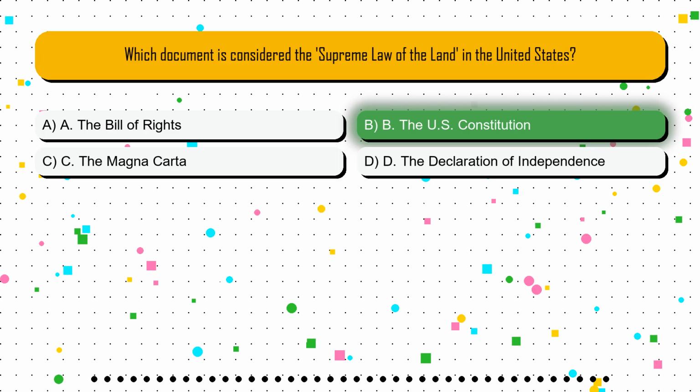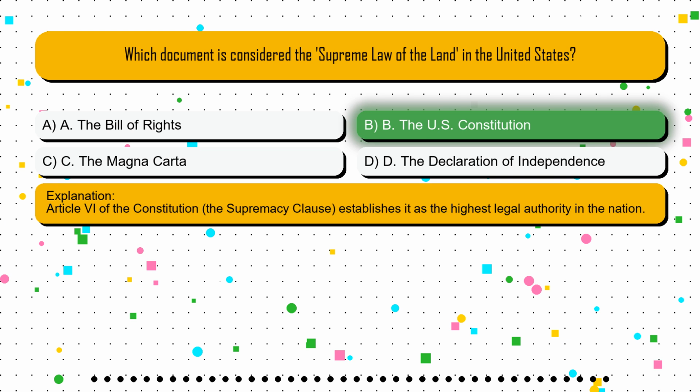The correct answer is option B. The U.S. Constitution. Article 6 of the Constitution, the Supremacy Clause, establishes it as the highest legal authority in the nation.